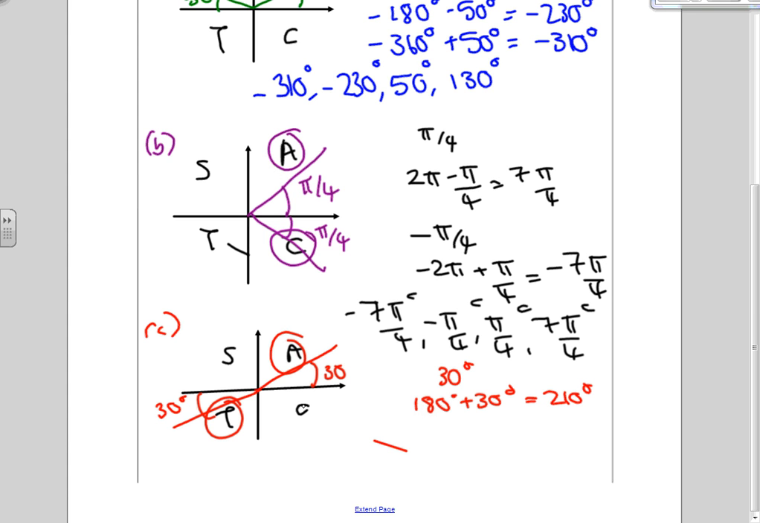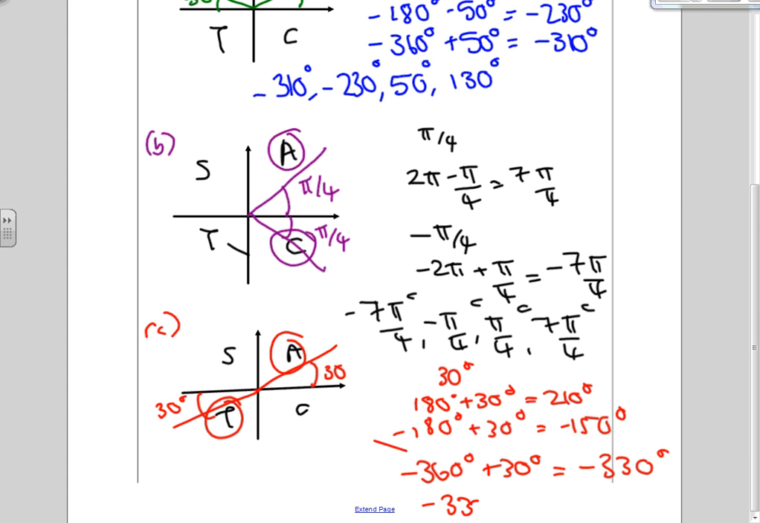And then working backwards, that'll give me minus 180 degrees plus 30 degrees, which gives me minus 150 degrees. And then I have minus 360 degrees plus 30 degrees, which gives me minus 330 degrees. So I end up with the same 4 values again for part C, which are minus 330 degrees, minus 150 degrees, 30 degrees, and 210 degrees.